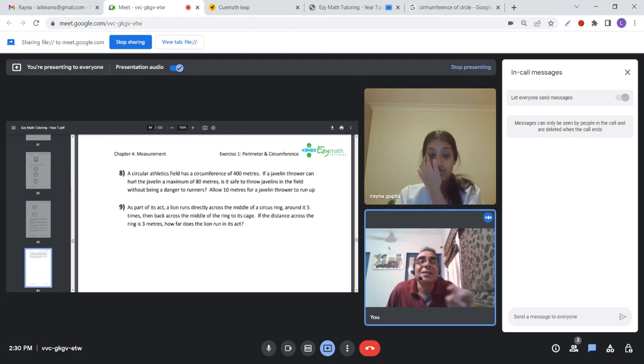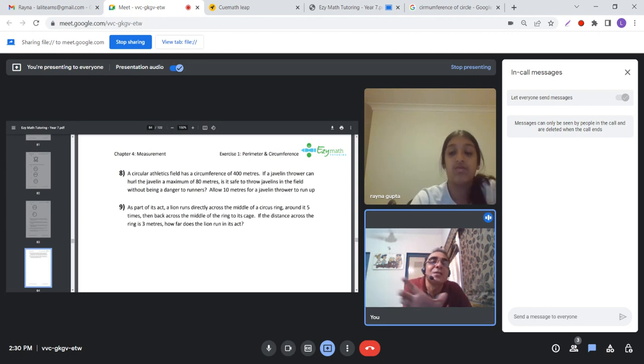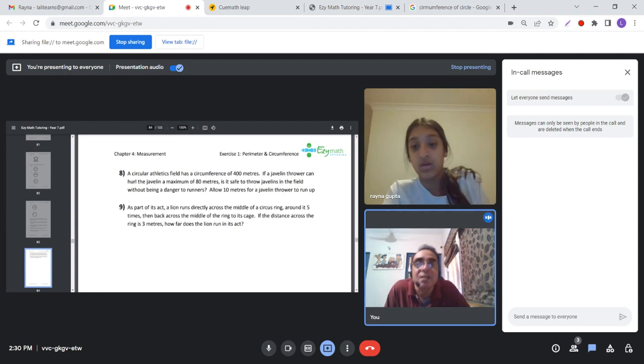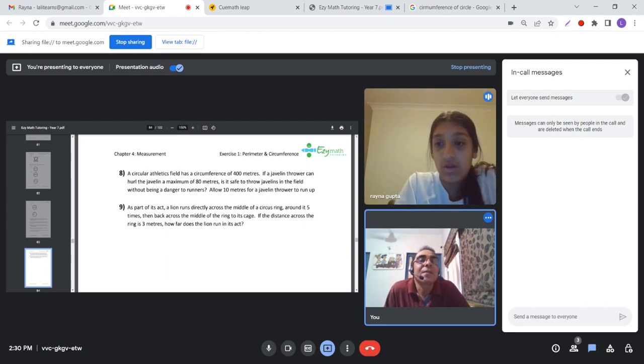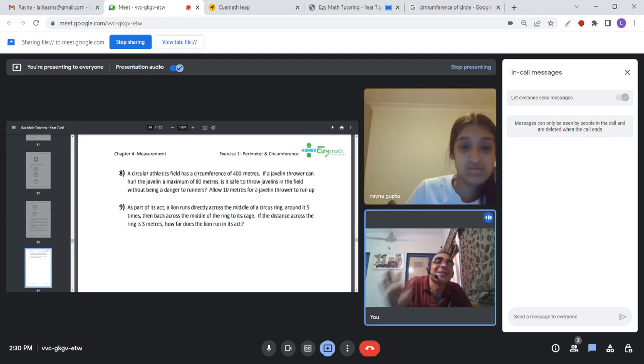So it is safe. How much distance would he have? 127 minus 90. Why do we take 90? Because 80 meters is what he throws, and a 10 meter distance you're supposed to keep as reserve safety. 80 plus 10 gives you 90. So how much is 127 minus 90? 37. So 37 is still the safe distance he has with him. Okay.